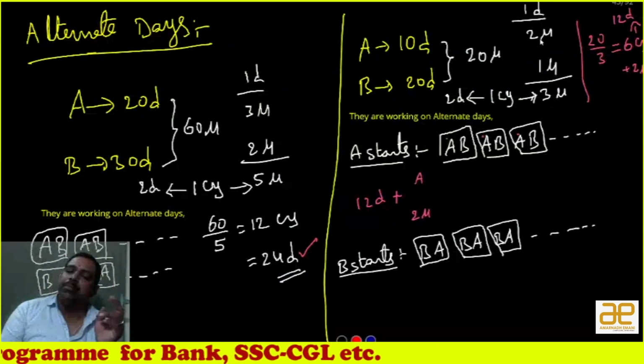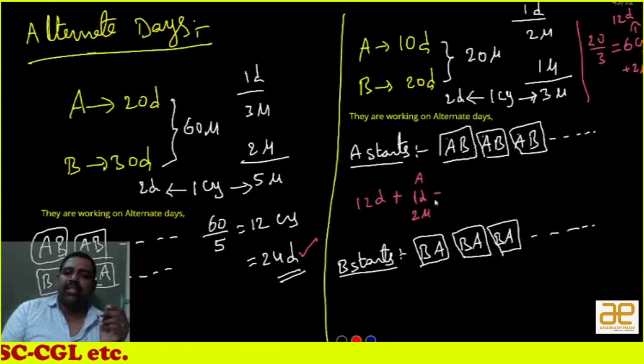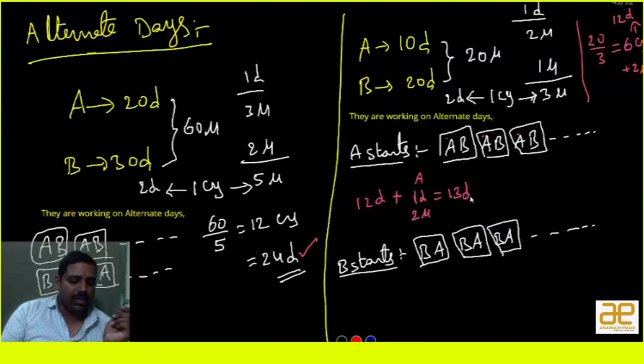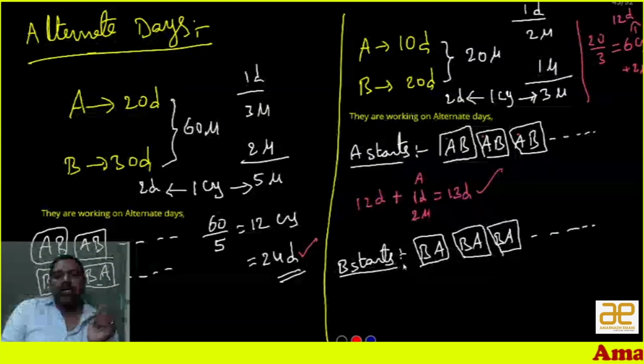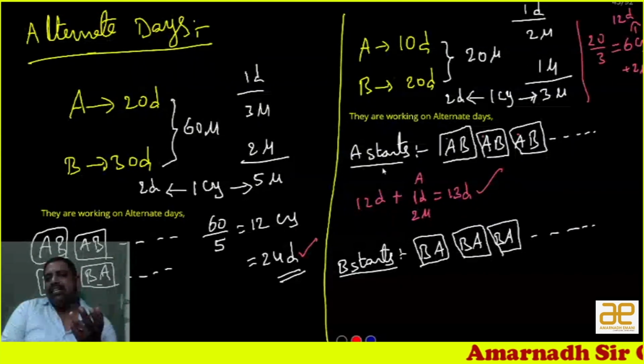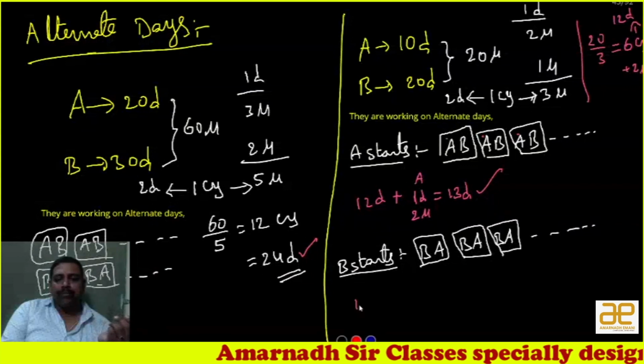Okay, in 1 day A completes 2 units, right? That means in 1 day he completed the work. Then 12 plus 1 is how much? 13. So the answer is 13 days. So if A starts the work, it is 13 days. Suppose B starts, sir, whether A starts or B starts, 6 cycles are compulsory, which means 12 days are mandatory.